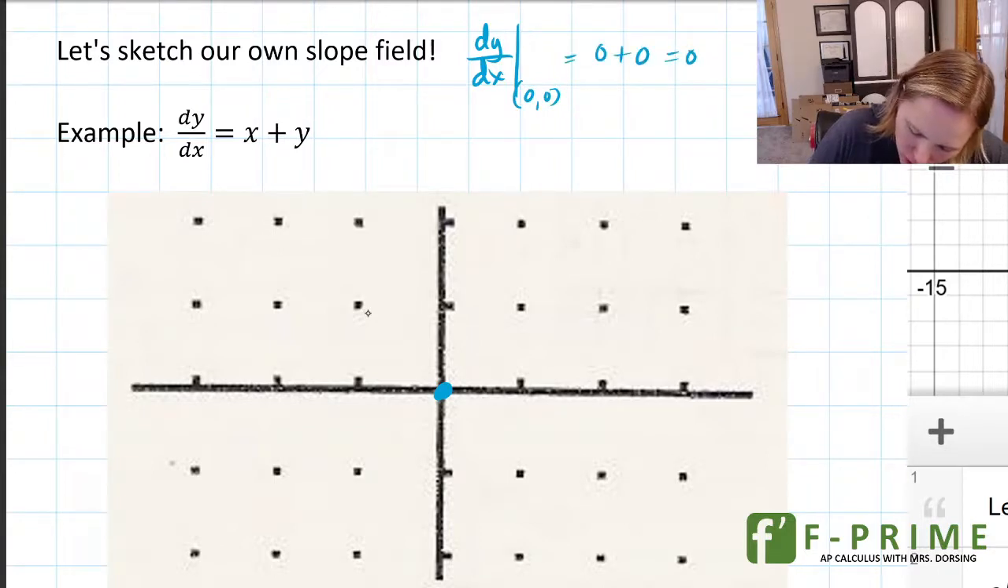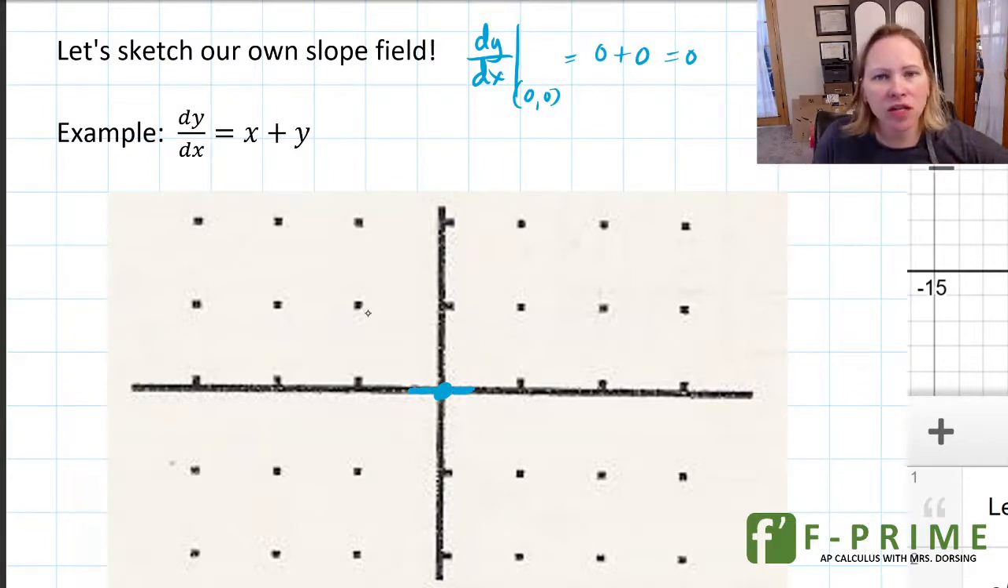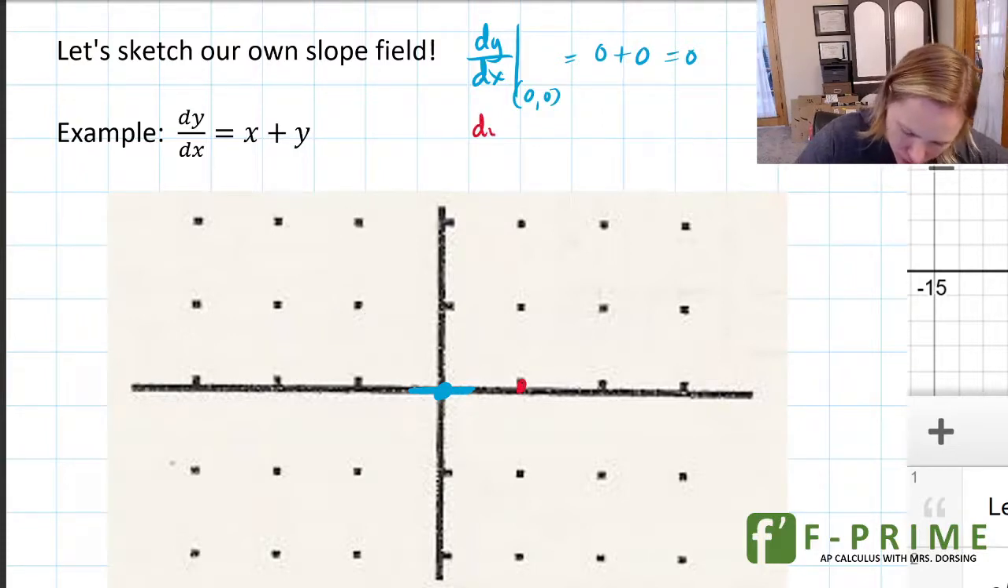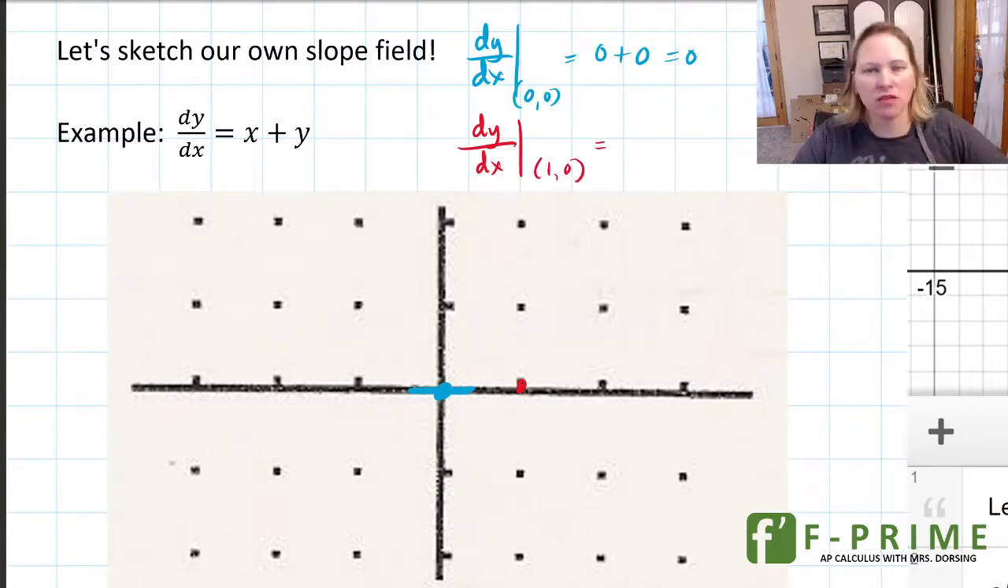So right here, what I'm going to do is I'm going to draw a little tick line with a slope of 0. It's a picture of the slopes. So right there, slope of 0, horizontal little line. So then I'm going to pick a couple more, and I'm going to go out to like 1, I'm going to go out to 2. So I'm going to go right here at 1, 0, and I'm going to find the slope there, dy dx at 1, 0, x is 1, y is 0, is going to be 1 plus 0, or just 1.